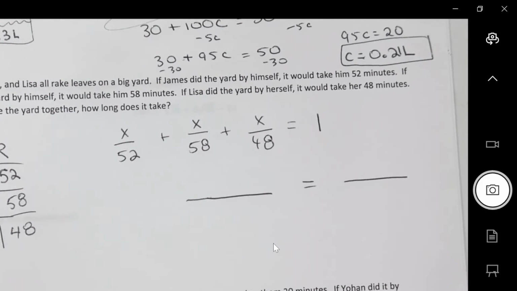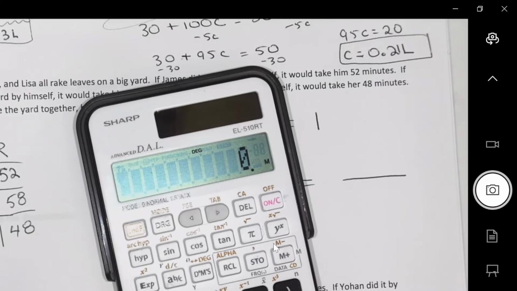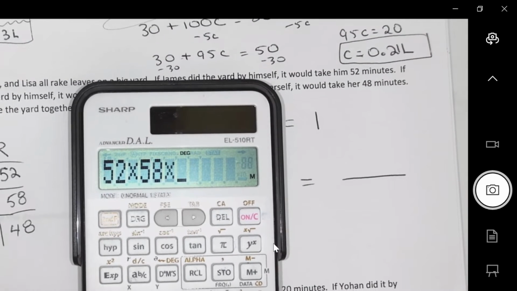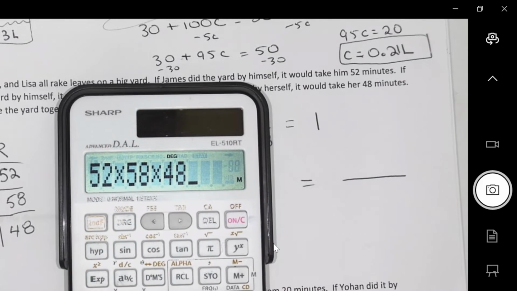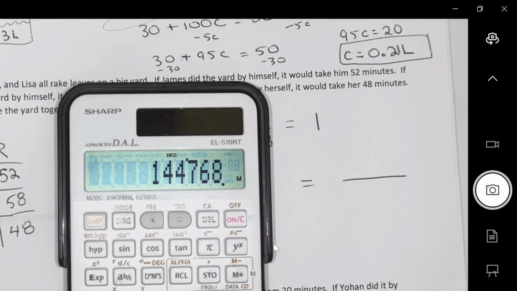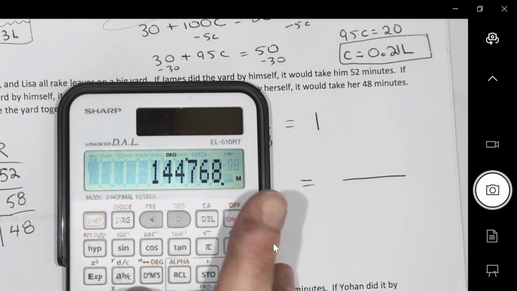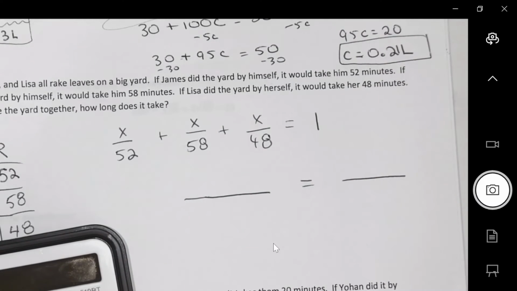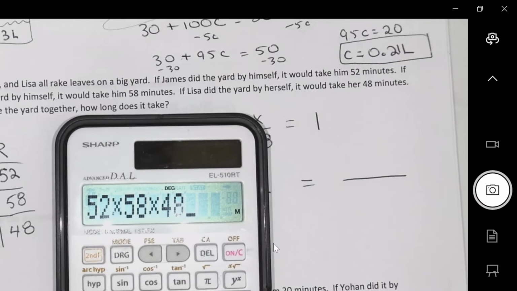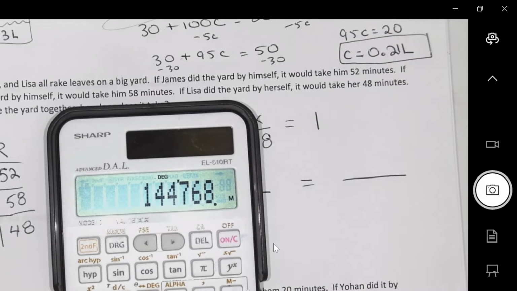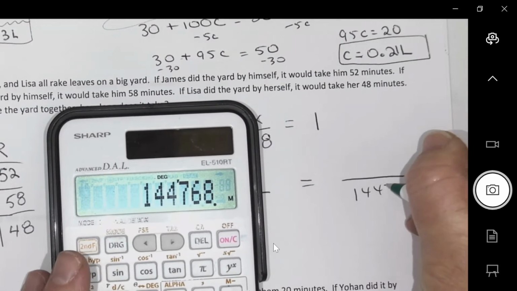And this doesn't look very fun. So I'm not going to pick the lowest one. It doesn't matter here. So I'm just going to go that. Okay, I just times all 3 of them together. Okay, so 1, 4, 4, 7, 6, 8.